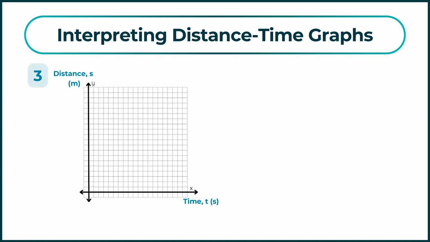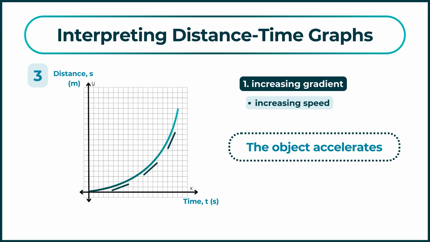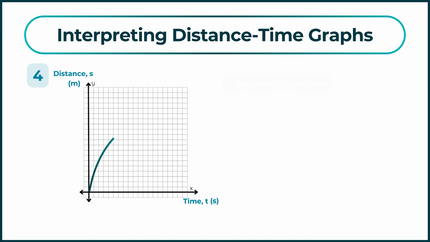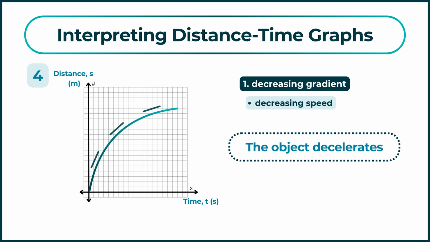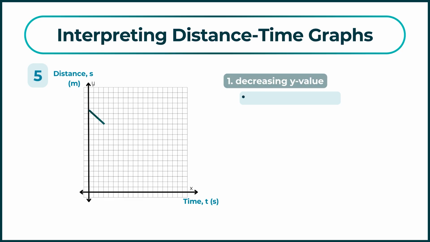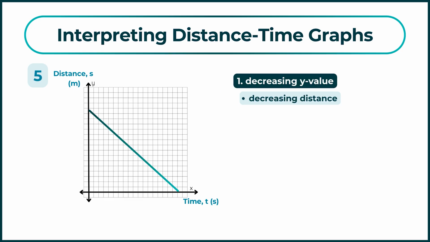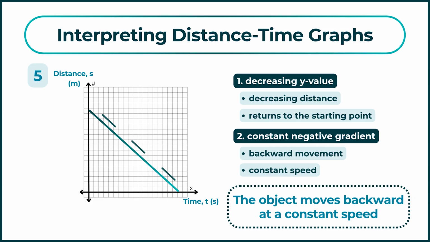The third graph displays an increasing gradient over time, which means that speed increases with time, indicating acceleration. The fourth graph shows a decreasing gradient over time, indicating that speed decreases as time progresses. This means the object is decelerating. Finally, the fifth graph shows distance decreasing to 0 over time, which means that the object returns to its starting point. The constant negative gradient shows that the object is moving backward at a constant speed.